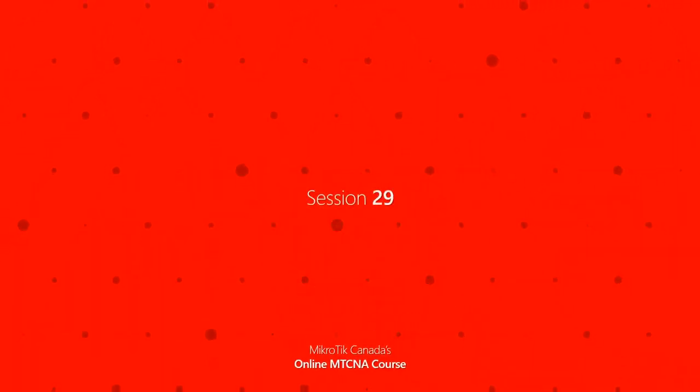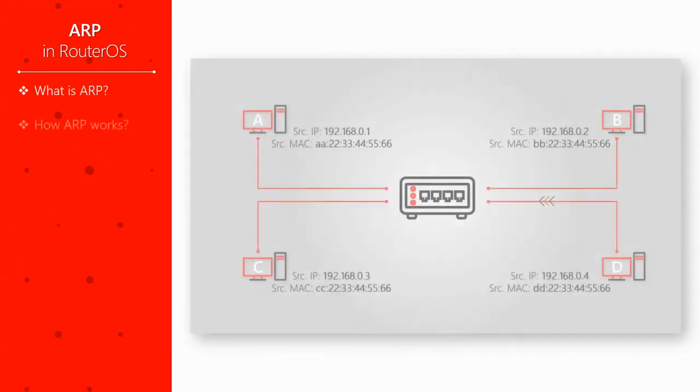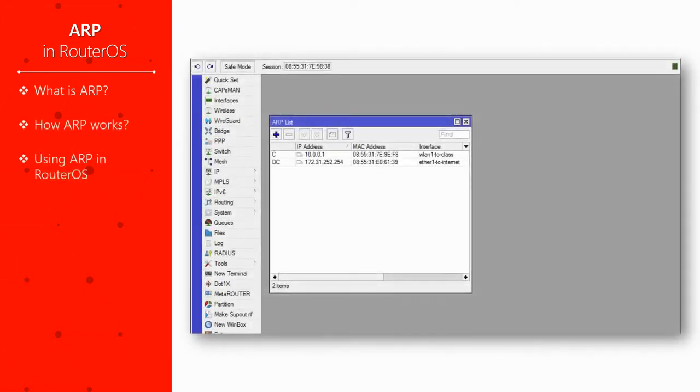Today, in episode 29, we will discuss ARP in RouterOS. We'll begin this video by introducing ARP and then explain how it works and how you can use it in MikroTik's RouterOS. To become familiar with ARP, we should first have a look back at something called the OSI model.